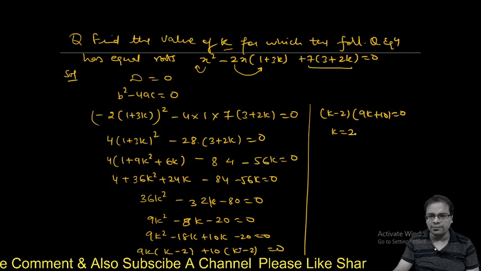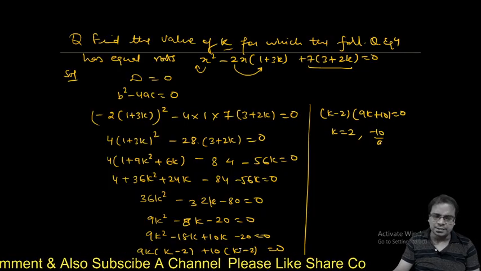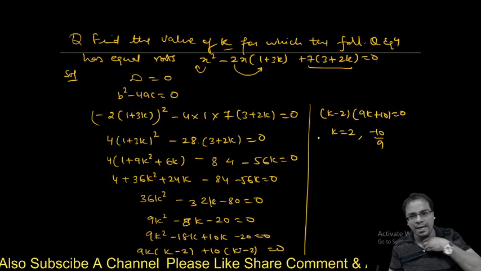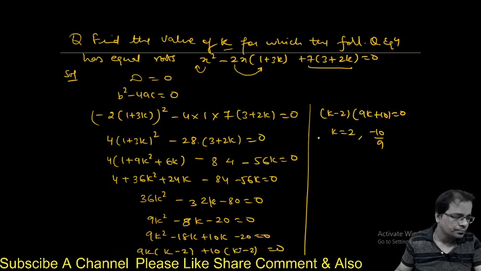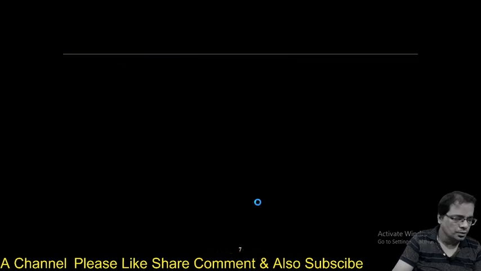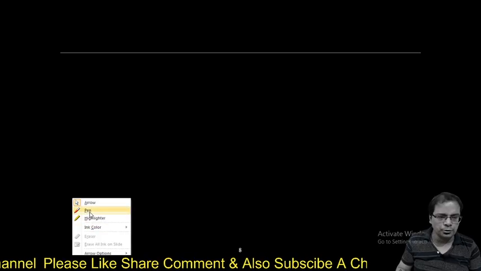So we simply say that the values of k are 2 and minus 10 by 9, which can be determined by the nature of the roots of a quadratic equation. I think it is clear. Okay, done. Simple. Now we have to move to the next one.